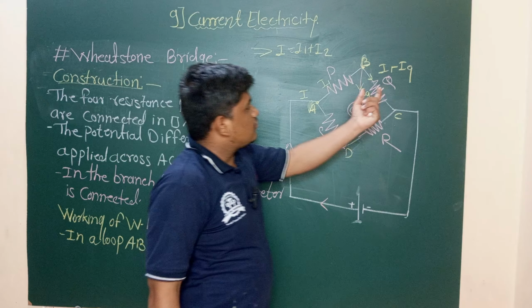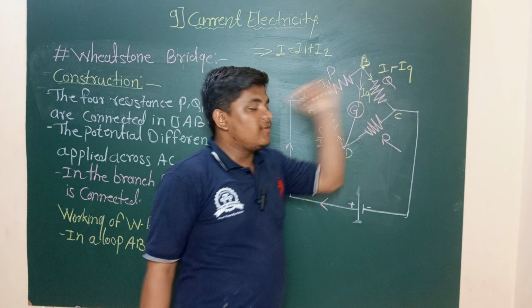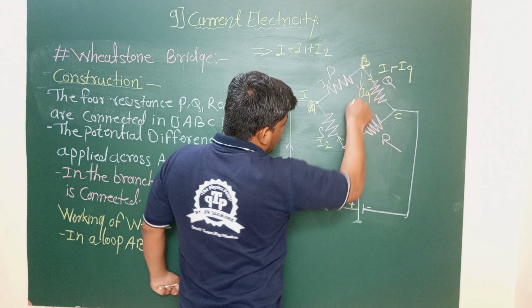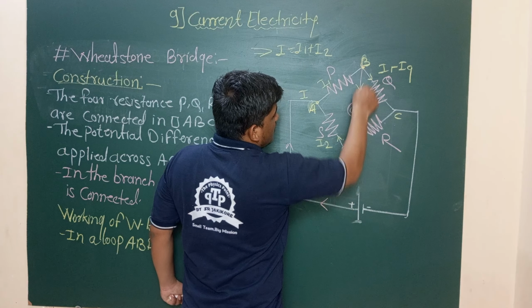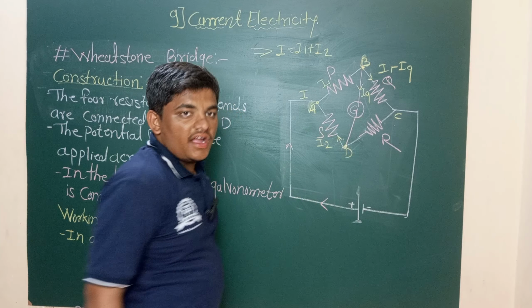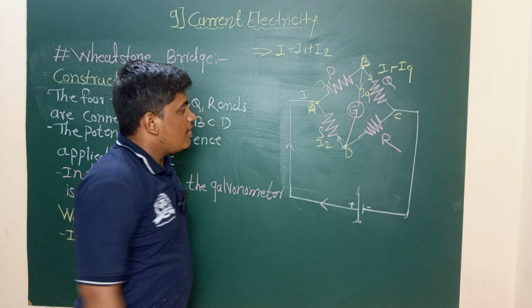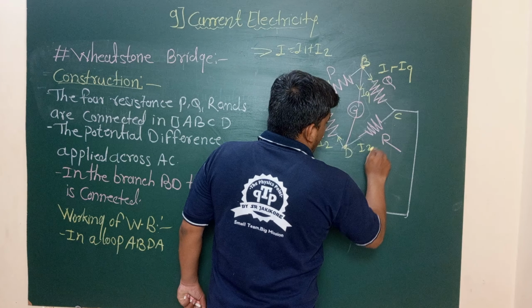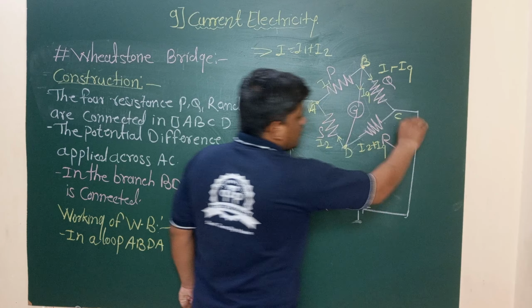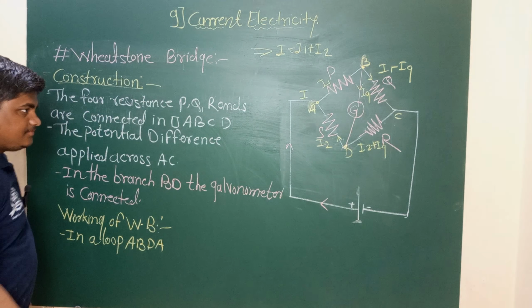Then the current flowing through the resistance Q is I1 minus Ig, and this current continues to flow. At the point D, the Ig amount of current is added to I2. That means I2 plus Ig amount of current must be flowing through the resistance R.